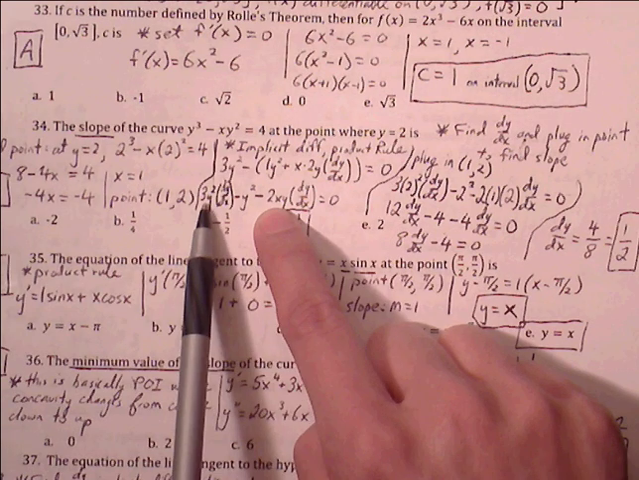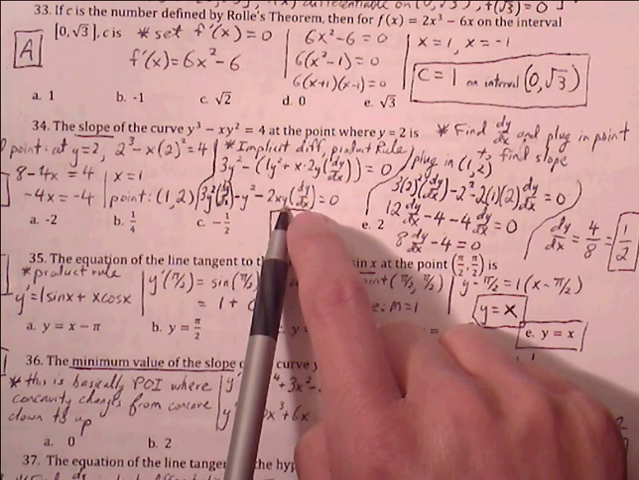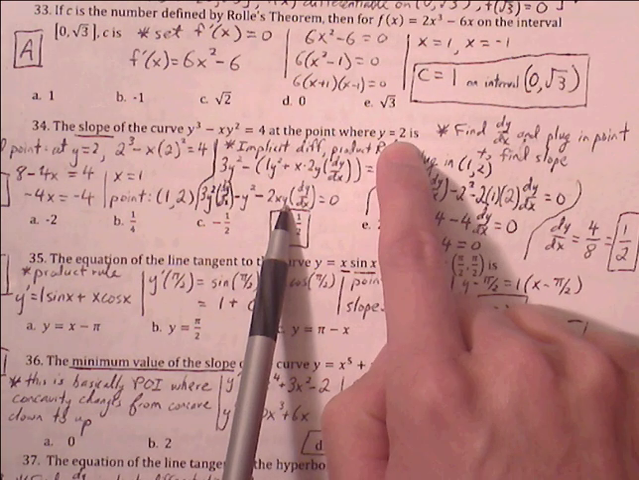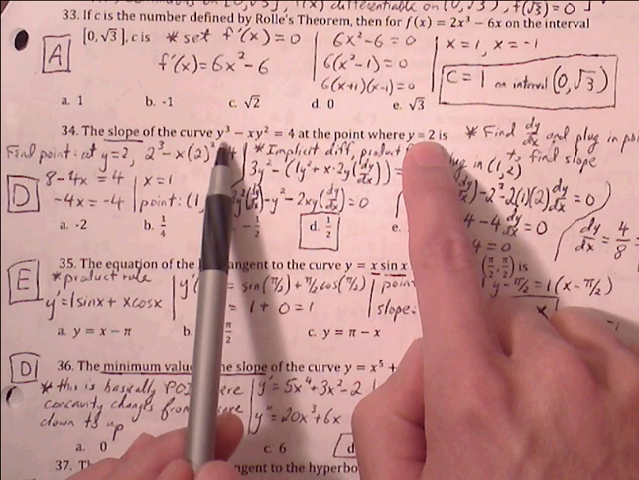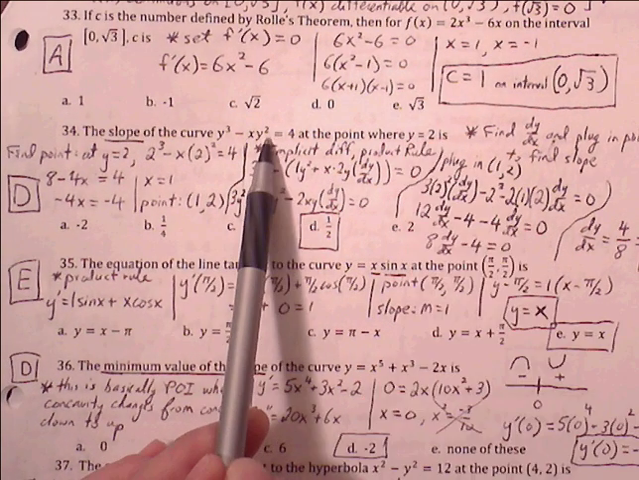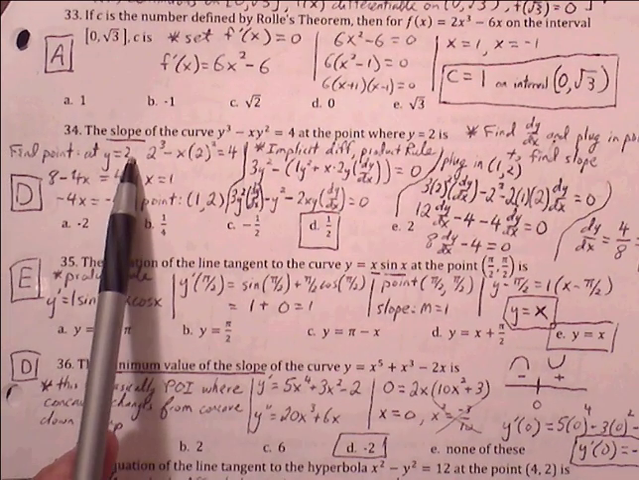However, if you look at this derivative equation, we're going to need both the x and the y value. We're only given the y value, so we have to find the x value. The way we find the x value is we plug the y value, this 2, into the original equation and try to find what the x value is. So we plug in 2 for y.